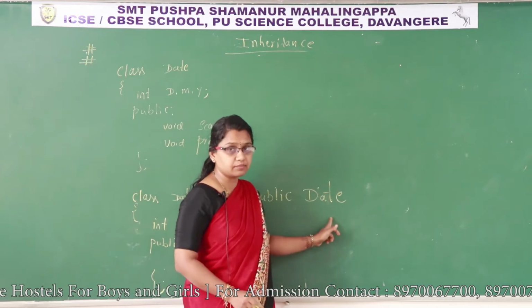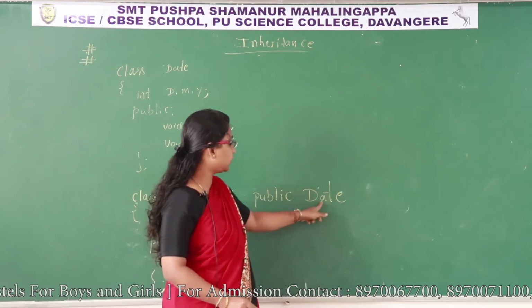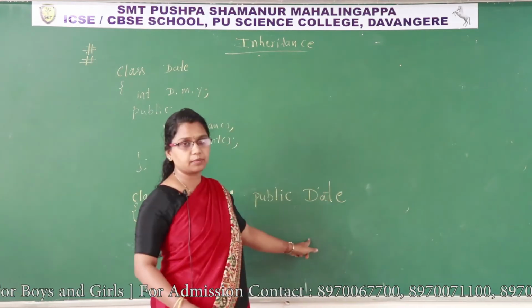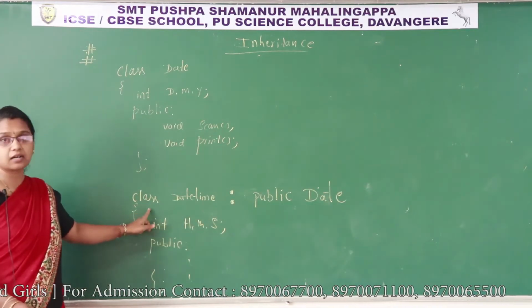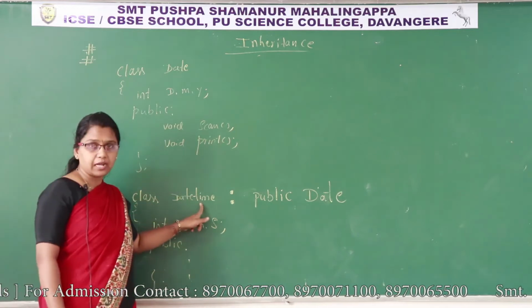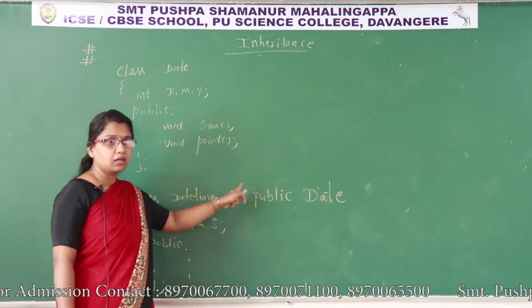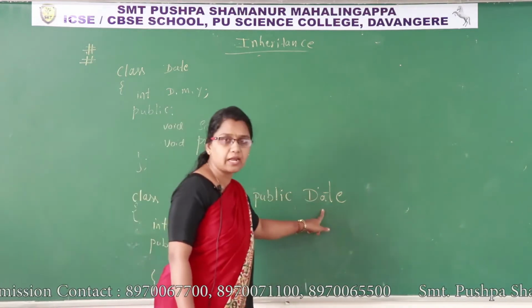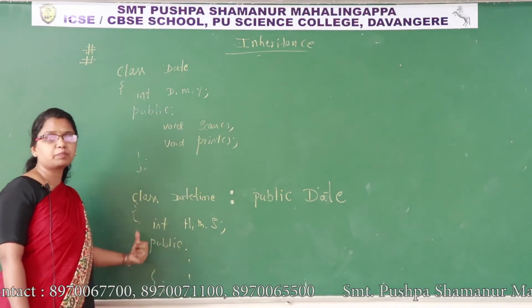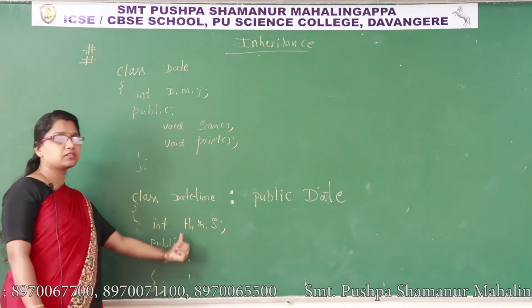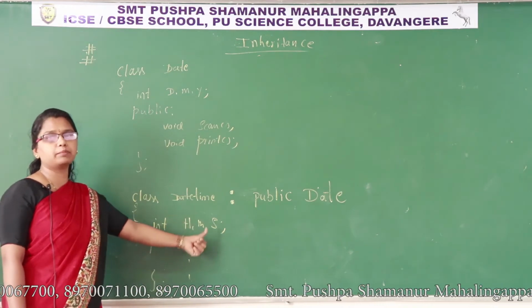Base class name. What is the base class here? Date is the base class name. If you write the general syntax, it becomes like this: class, derived class name, colon, visibility mode, base class name, open bracket, private, public, protected, and in all these sections we must write members.